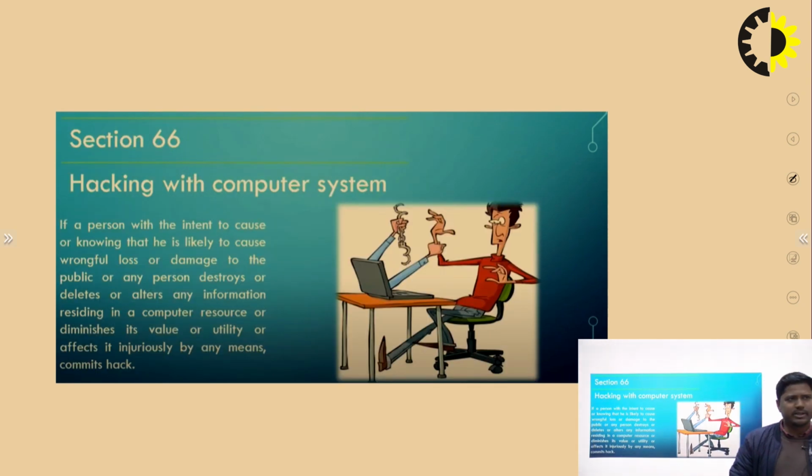Next is Section 66, which covers hacking with computer system. If a person, with the intent to cause or knowing that he is likely to cause wrongful loss or damage to the public or any person, destroys or deletes or alters any information residing in a computer resource or diminishes its value or utility or affects it injuriously by any means, that will be dealt with in Section 66.